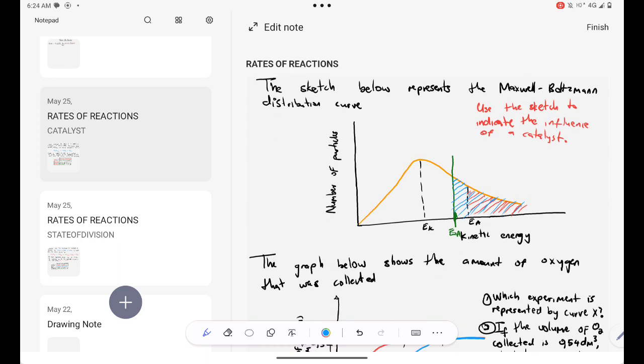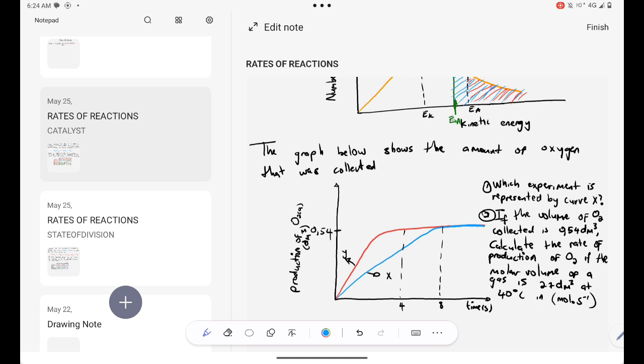That's how, guys, we're supposed to indicate there by just drawing the line of our new activation energy. And then we are told that the graph below shows the amount of oxygen that was collected. Which experiment is represented by curve X? Curve X is the one which is less steep, and secondly, curve X is the one that will reach completion later. That means curve X is the reaction that did not have a catalyst.